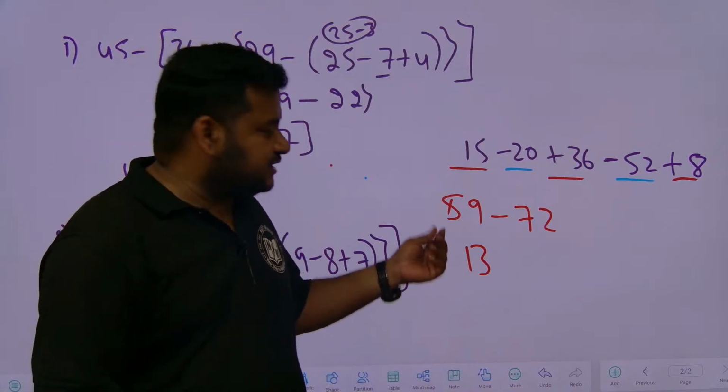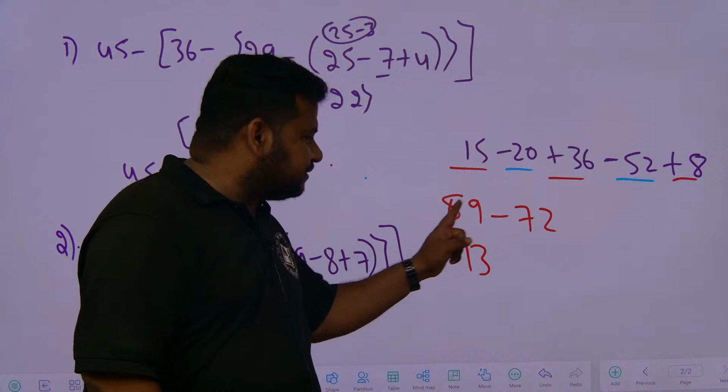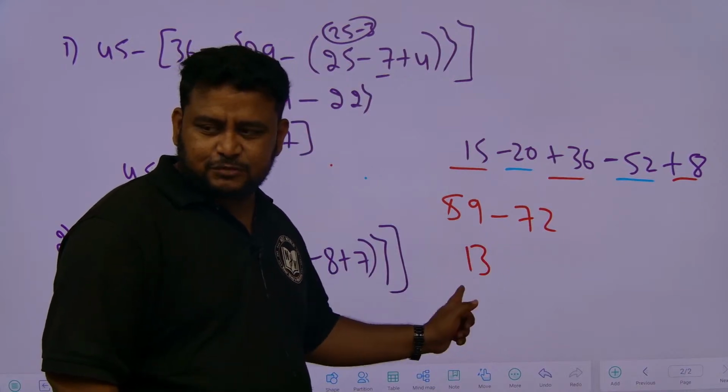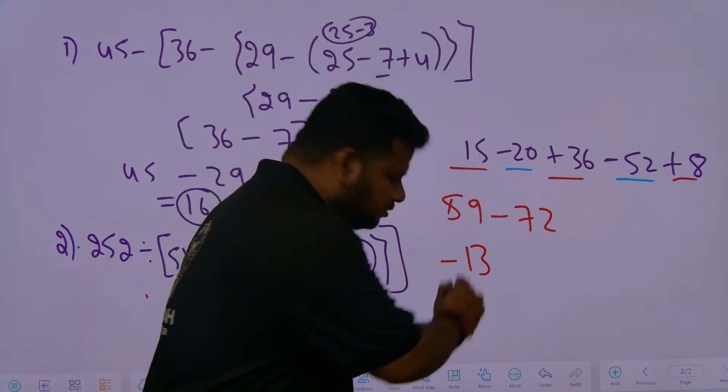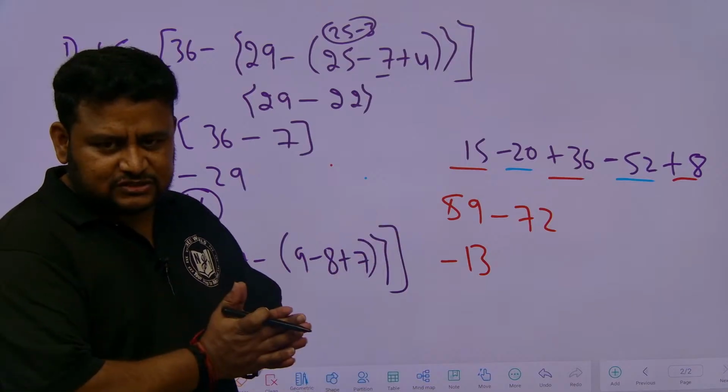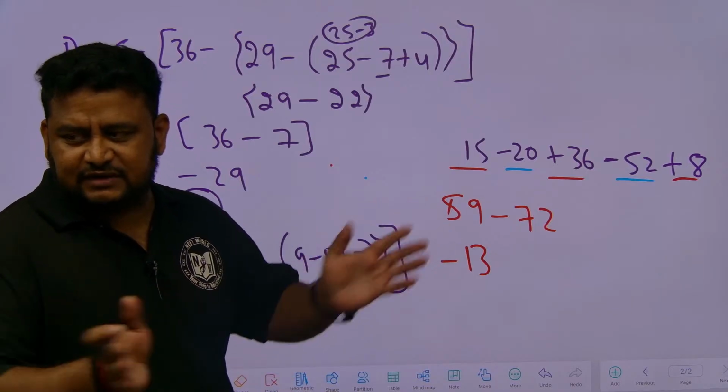But what about the sign? This is a positive number, this is a negative number. Which is the bigger number? 72. So which sign should I put? Minus. Understood? This is how we will do it. Add all the plus terms once and all the negative terms once, then take the difference.